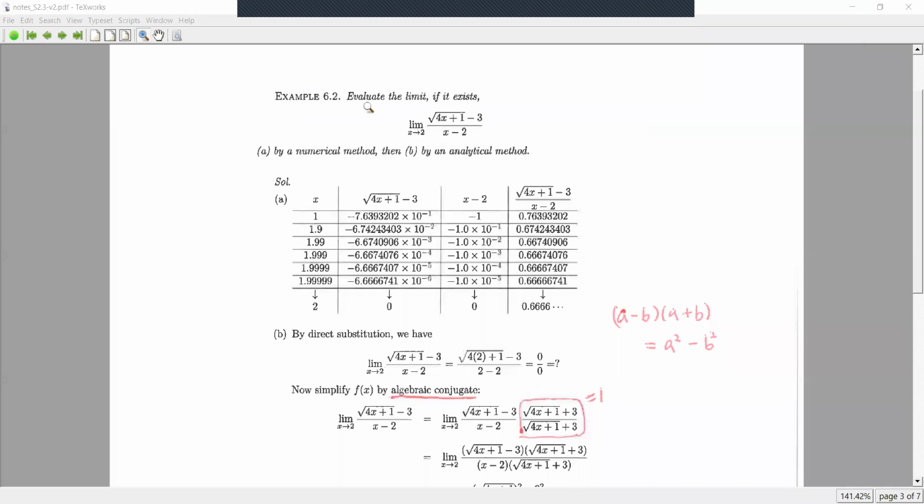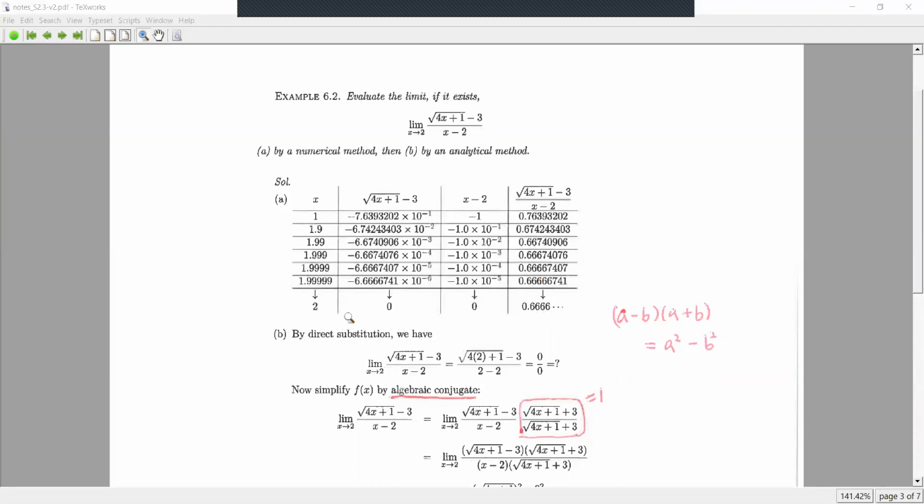Example 2, evaluate this limit first by a numerical method, then by an analytical method. Here is the solution to part A. To find the limit, I make this table. The first column is the independent variable x. Second column is the numerator of the function. Third column, the denominator of the function. And the last column is the function.